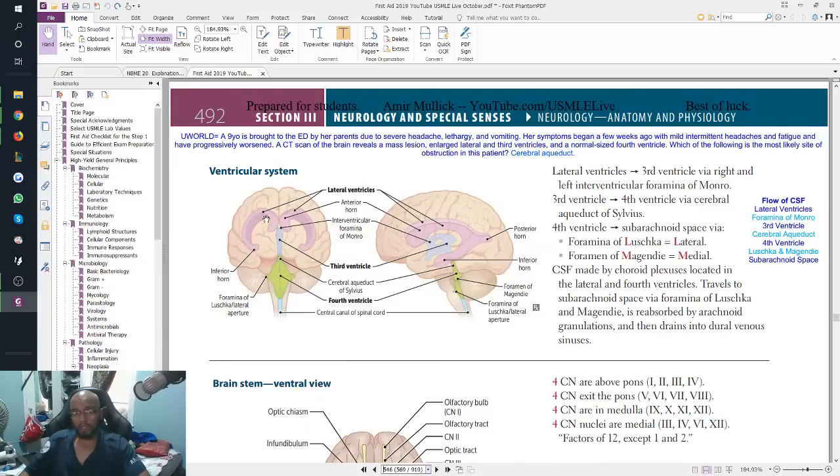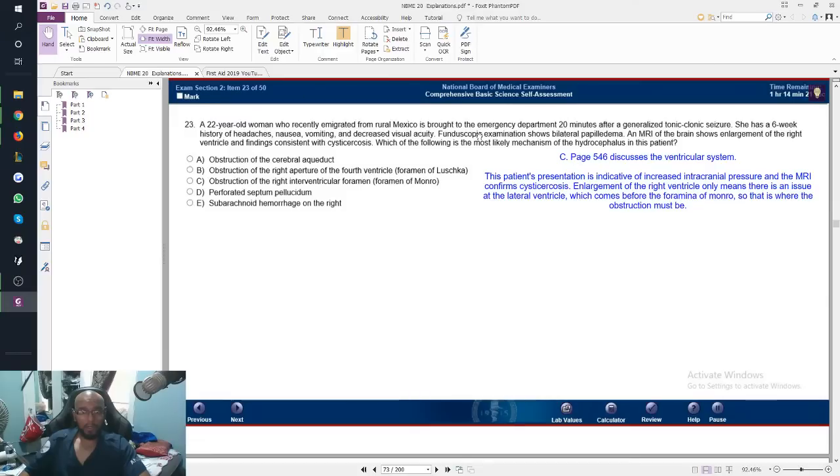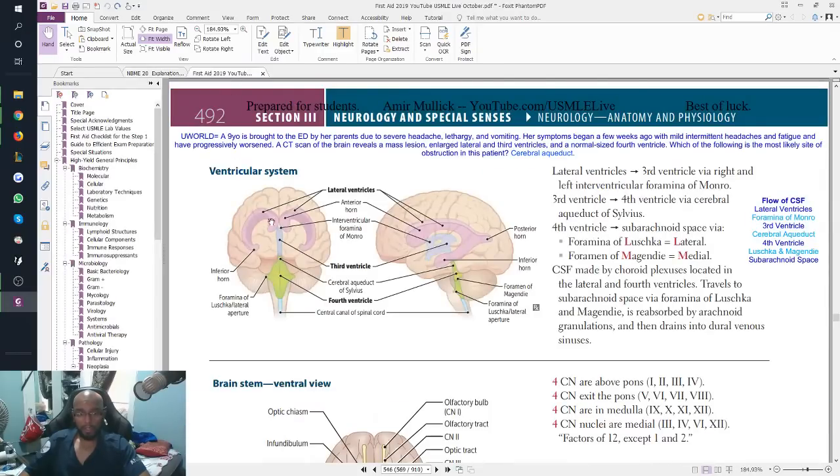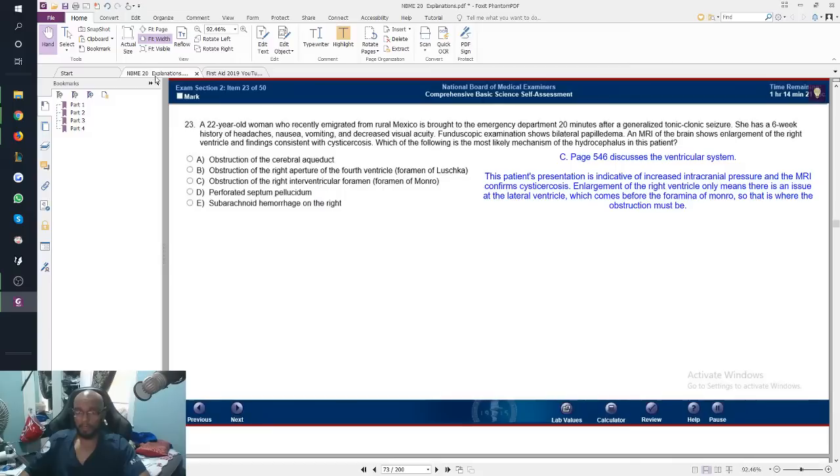So with this patient, which one was it? Right one. So only her right one is getting big, and she has cysticercosis, probably mostly over here. She's probably gotten a blockade of her right foramina Monroe. So everything in the right one is not draining through the right foramina Monroe, and her right ventricle got big. That's it.